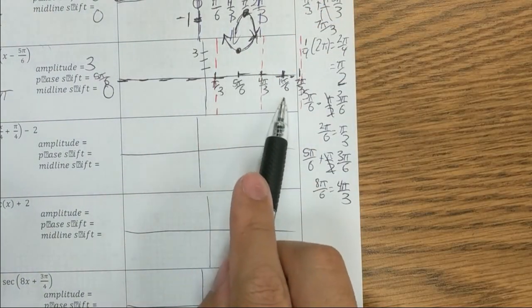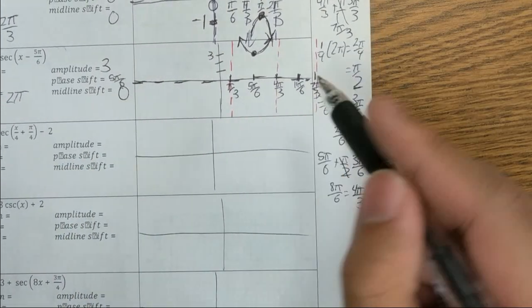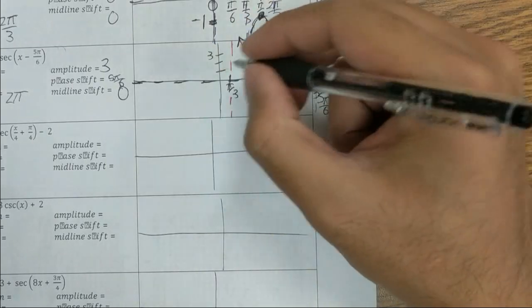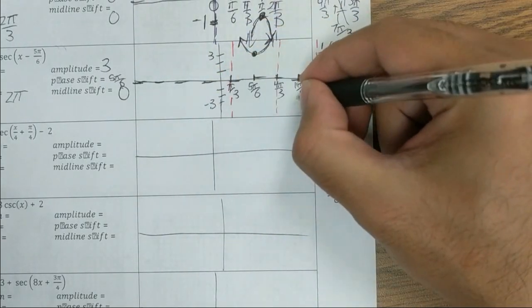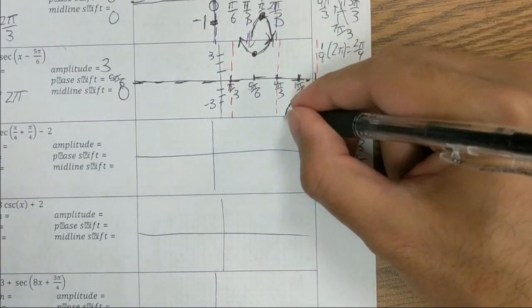Okay, so I know that this time it'll be at a lower vertex. So again, amplitude tells me go down 3 units from the midline. And this one opens downward.